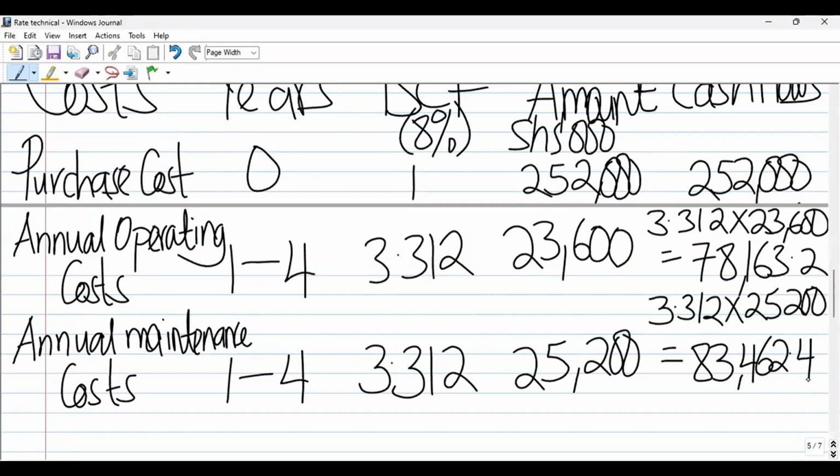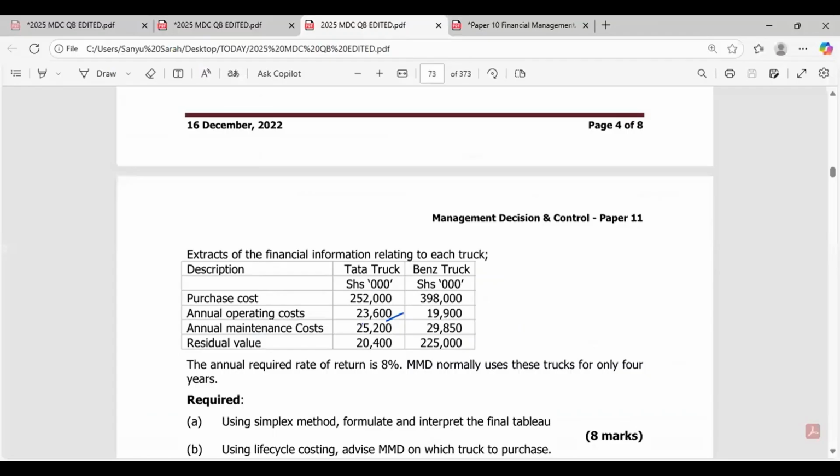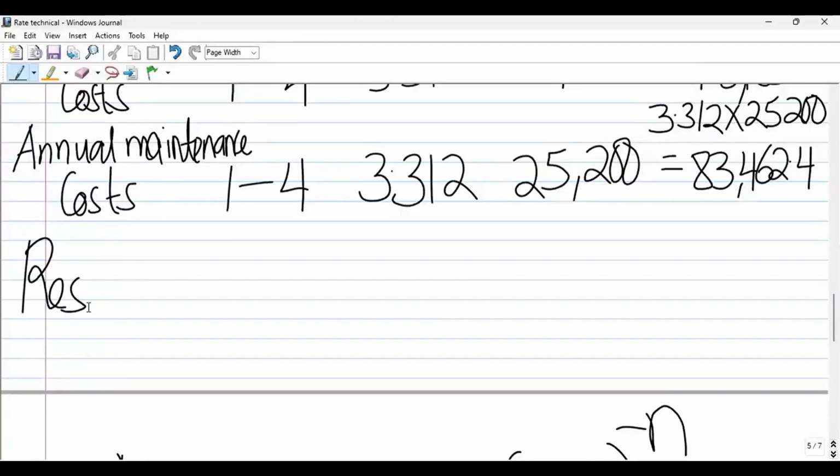Go to the next. Next, they have the residue value. So we come and say residue value here. So residue value will be in which year? The fourth year. So the last year is the year in which residue value will take place. So residue value is only in 1 year.